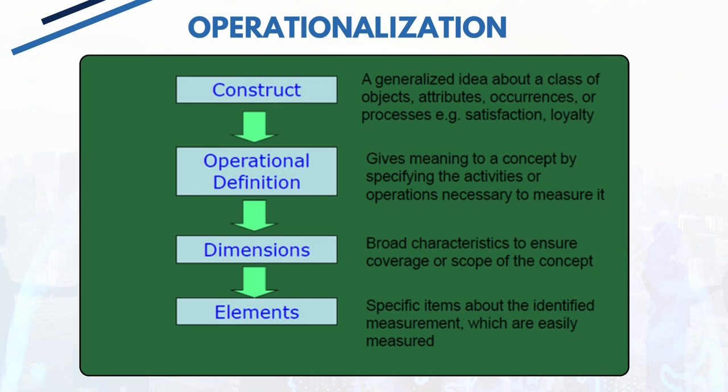Operationalization consists of 4 elements. The first one is construct. It is a generalized idea about a class of objects, attributes, occurrences, or processes. Second is operational definition. It gives meaning to a concept by specifying the activities or operations necessary to measure it. Third is dimensions. These are broad characteristics to ensure coverage or scope of the concept. And the last is elements. These are specific items about the identified measurement which are easily measured.